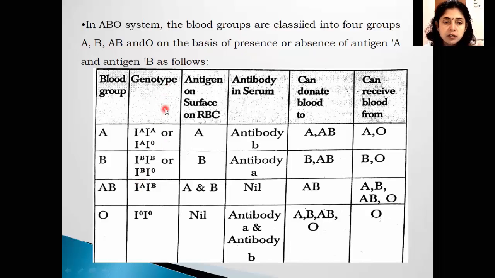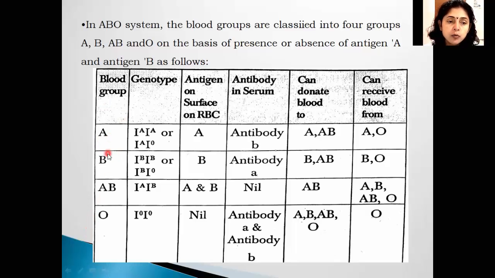We took the genotypic presentation of the ABO blood group in the chapter on genetic inheritance, where the ABO blood group system is an example of multiple alleles. Here we are going to see the ABO blood group system in the form of antigen and antibody. On the basis of the antigen present on the RBC, each living organism has a different type of blood group.